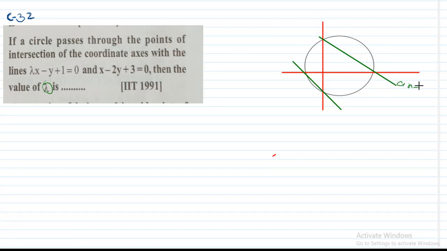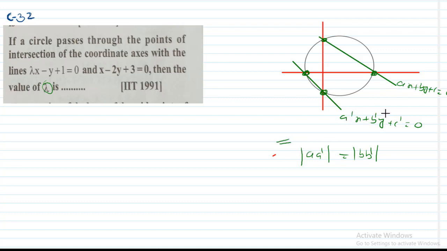This is the line ax plus by plus c equal to 0, and this is a dash x plus b dash y plus c dash equal to 0. Two straight lines intersecting the coordinate axes in concyclic points means these points are concyclic points. Then we already established the relation: a dash mod a dash is equal to mod b b dash. So by using this result you can solve the problem.